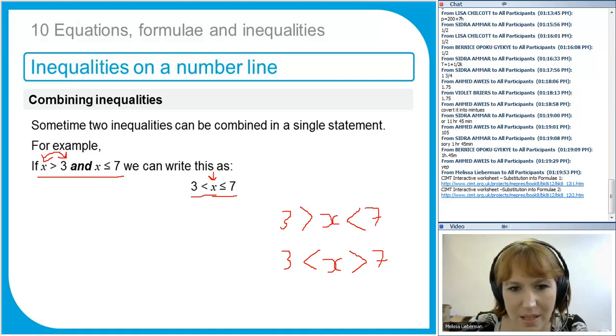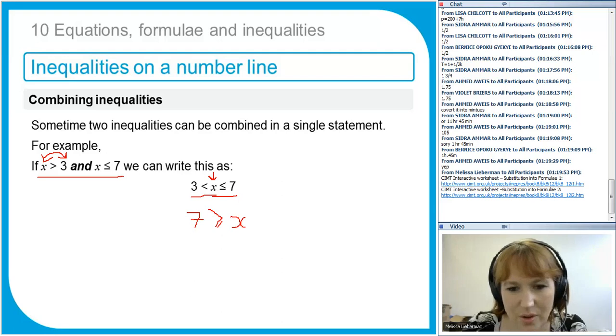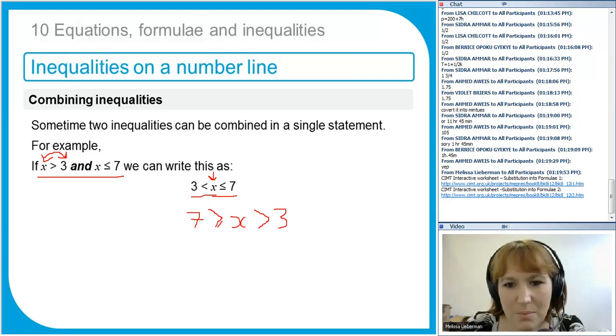I suppose you could have it going like this. Let me just rub this out. Normally you put the smaller number first. Not normally, almost always. But I suppose it wouldn't be completely incorrect for you to have it all going the other way around and have something like 7 is greater than or equal to x, which is greater than 3. I suppose you could have it like that, but almost always these symbols will be going in this direction with the letter in the middle and the numbers either side.